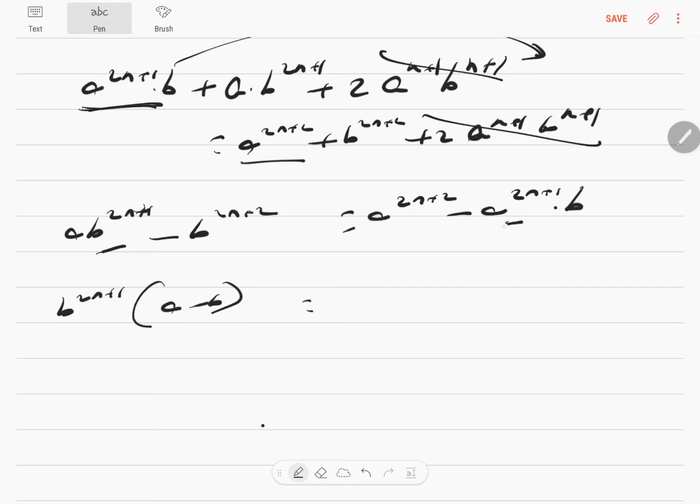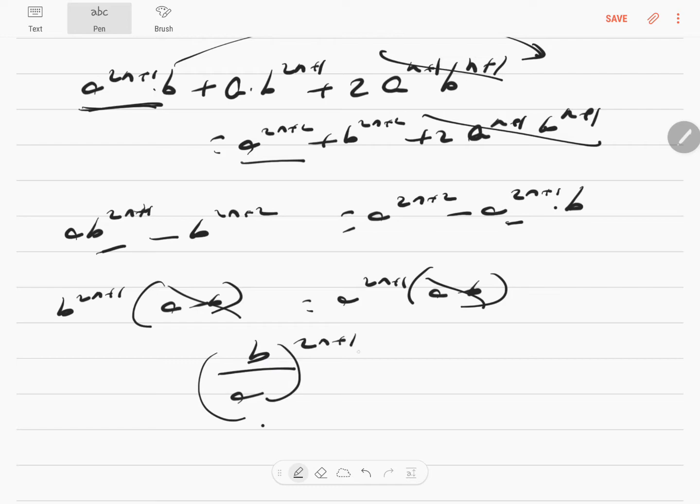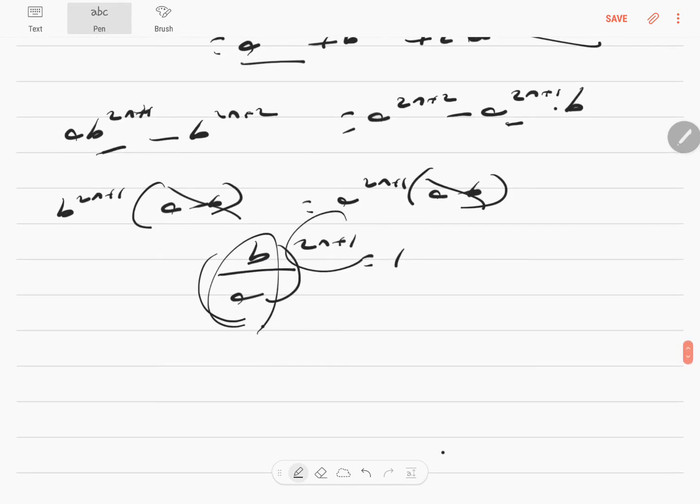And here, what's the lowest power? a to the power 2n plus 1 into a minus b. So these two get cancelled. You can bring it in the denominator, the whole thing to the power 2n plus 1 is equal to 1. Any number to the power 0 only is 1. So 2n plus 1 is equal to 0, n is equal to minus 1 by 2. Thus you find the value of n.